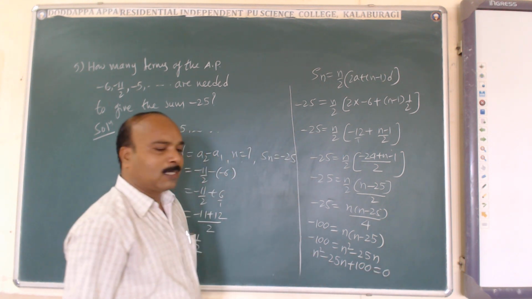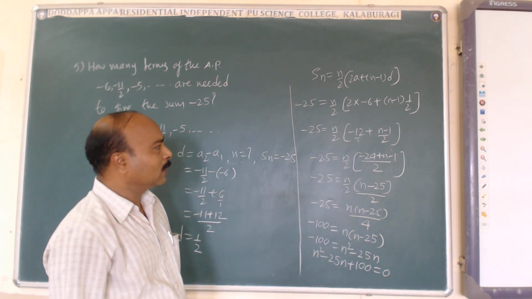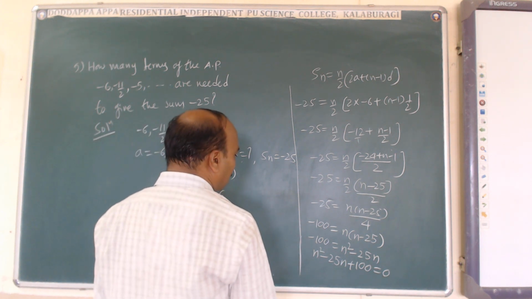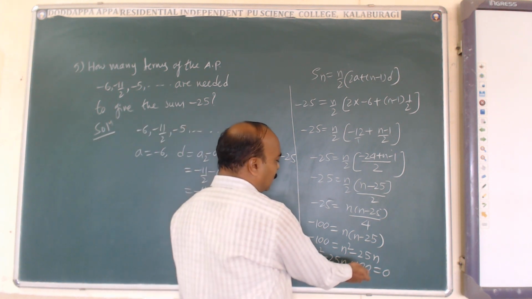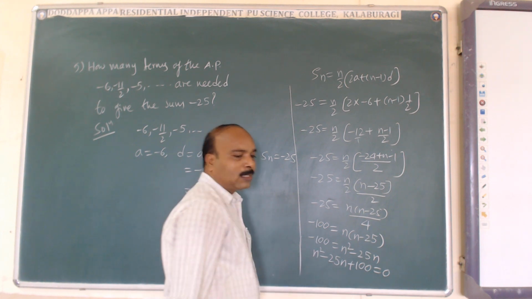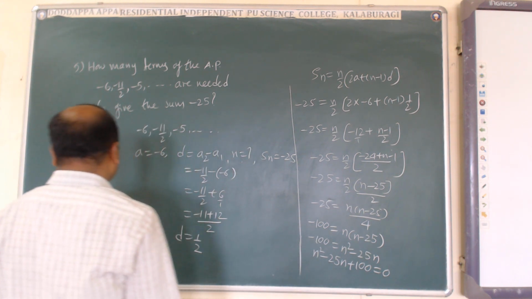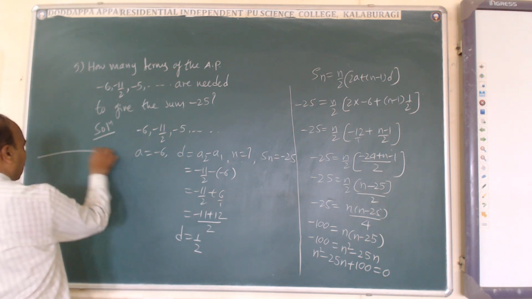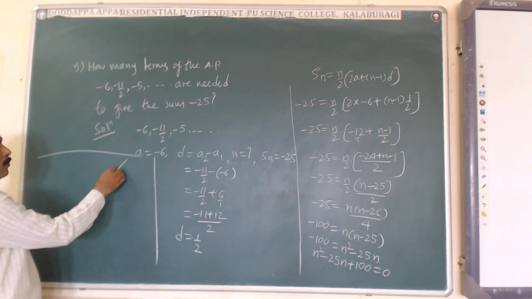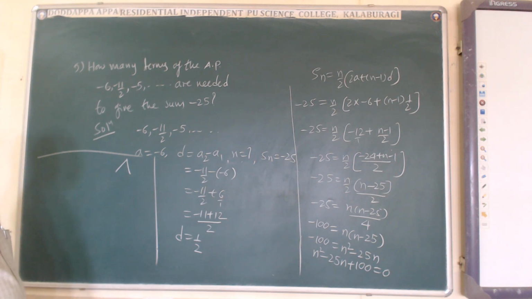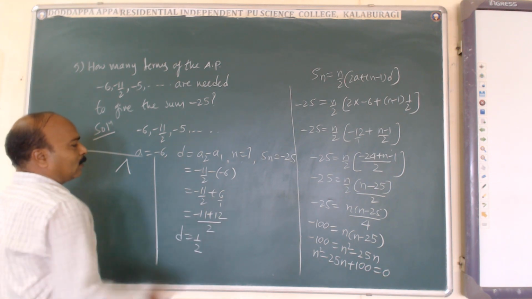So it is a quadratic equation. Now we can solve for n. Here we check that the product is 100 and the sum is minus 25. Like that we check the two factors of n. So the factors of n are those whose product is 100 and sum is minus 25.